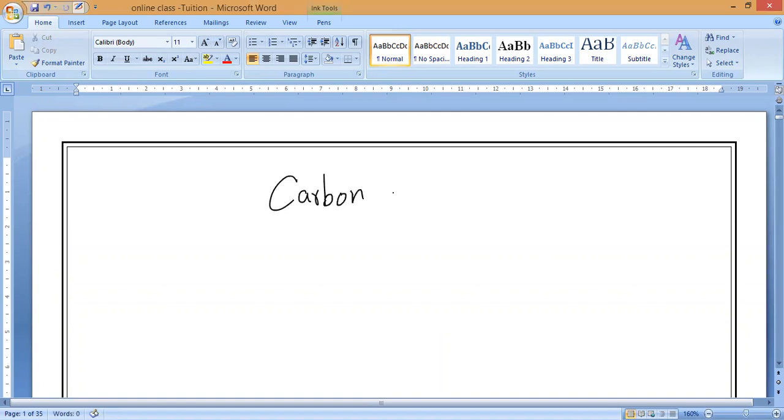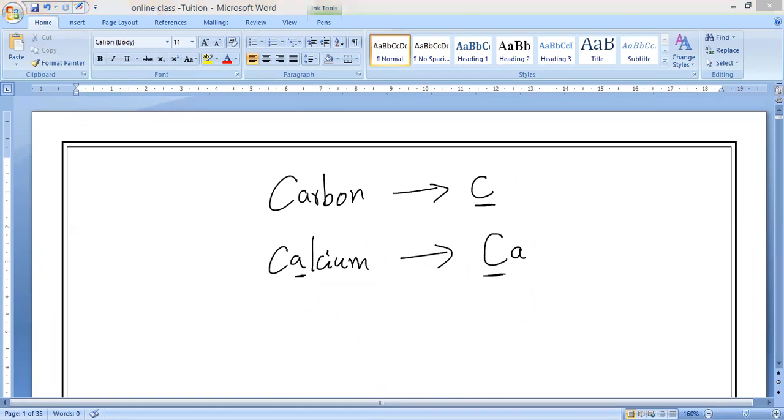C, sir. We use the capital letter C. Now if we take calcium, Ca. We cannot represent both with a capital C again, so we have to go with the next letter. That is calcium, Ca. So all of you should remember, always while representing the symbol of an element, the first letter must be a capital letter.